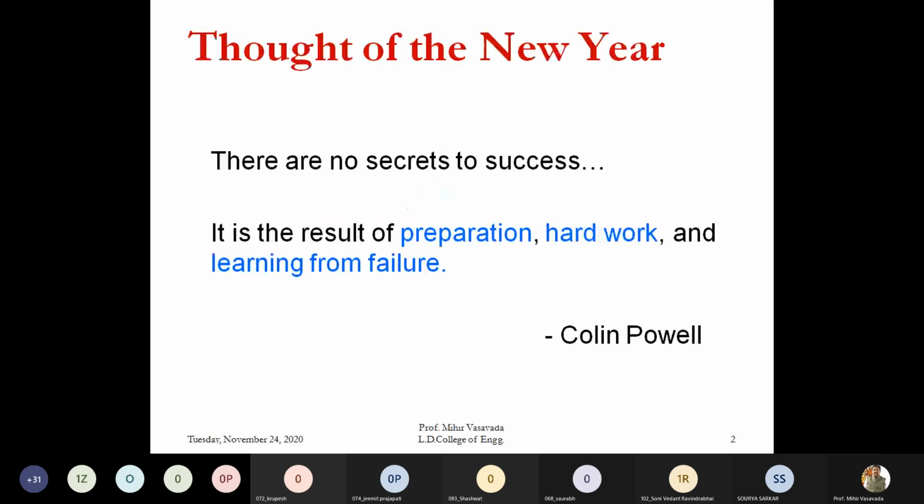To start, I thought there are no secrets to success. The people who are successful, right? They need to work hard. They have to prepare well and learn from failure, right? So there is no secret.